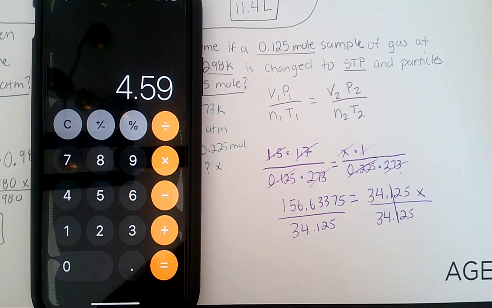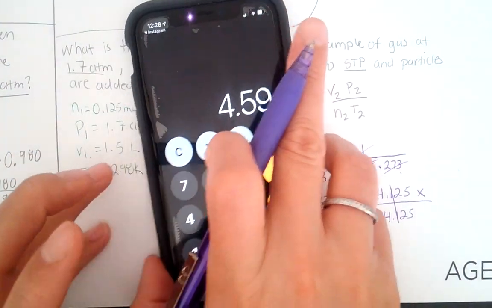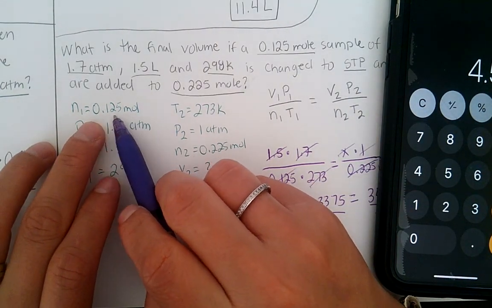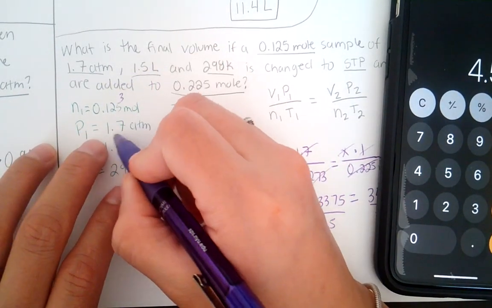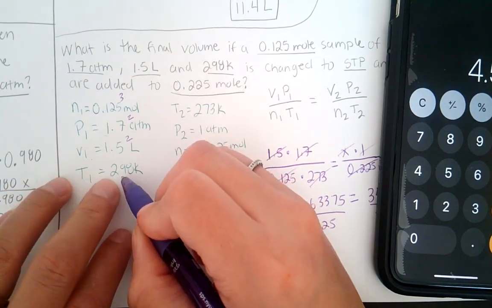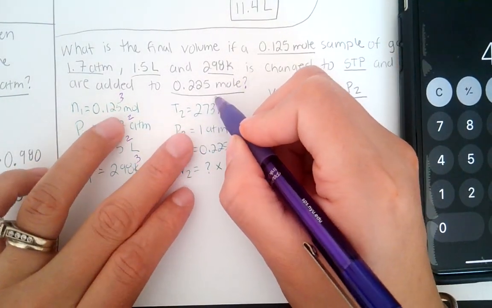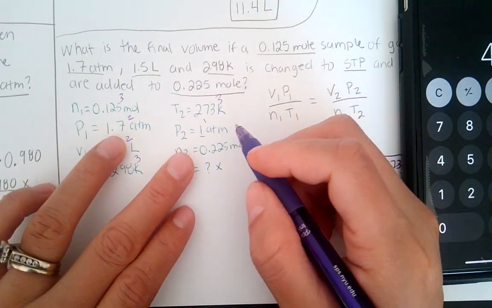Now, before I write all of this, I don't know if I need all of this. We have to look at significant figures. So let's look at this. We have 3 sig figs here. We have 2 sig figs here. We have 2 sig figs here. We have 3 sig figs here. We have 3. We have 1.